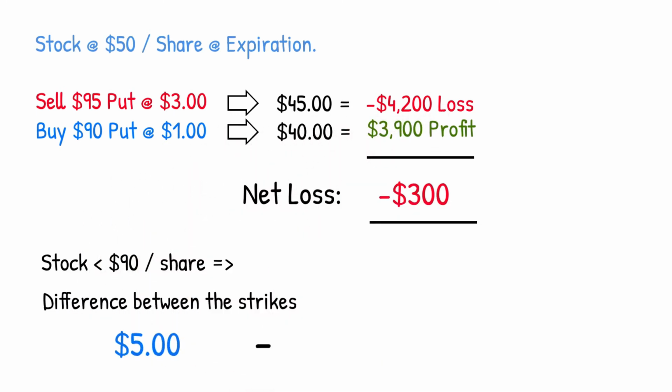We take the difference between the short and the long strikes, in this case $5. Note that the width of the strike is the absolute maximum a vertical spread can ever be worth. Since we sold the spread for $2, we take this away from the spread width and what remains is our maximum loss.